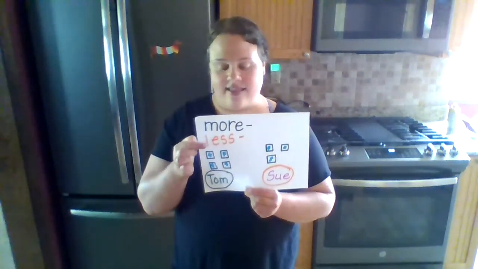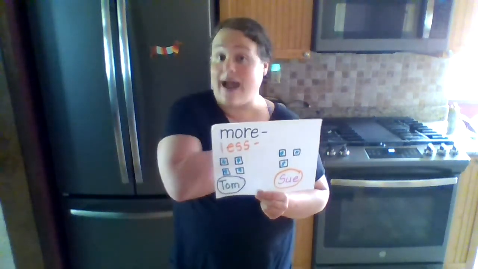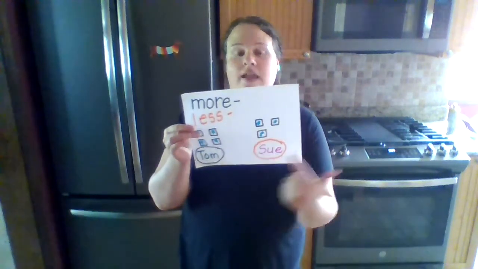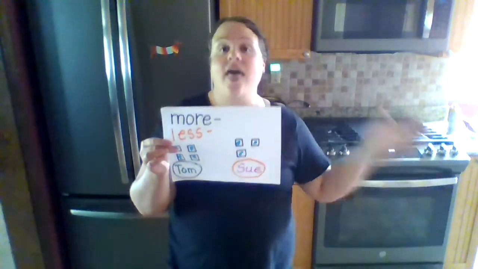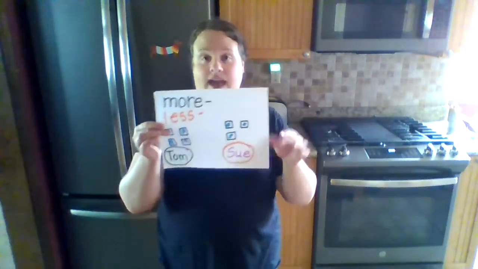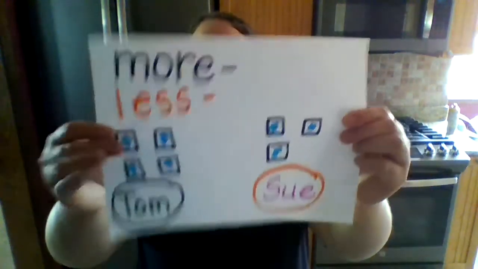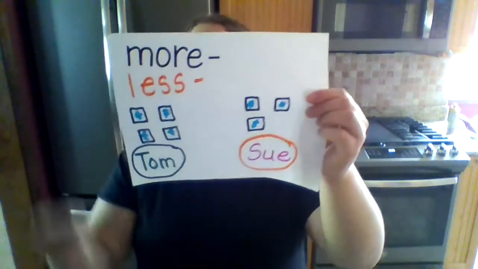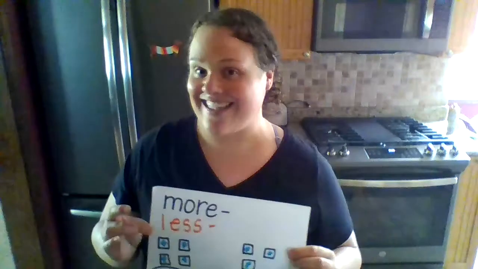Now for less, the person who has a smaller amount would be Sue. Tom has 4 and Sue has 3, so she has fewer than Tom. Let me zoom in so you can see this a little better. See how Tom has 4 and Sue has 3. Tom has more and Sue has less.